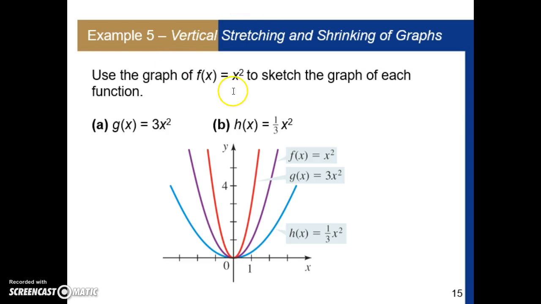So here, for instance, again, our favorite parent function: when we put a value greater than 1 in there, it is going to stretch those outputs. Here's the original parent function, but now our outputs are growing much quicker. When we put a fractional value as a coefficient, then our outputs are growing much slower. It's going to compress the graph of that parent function.